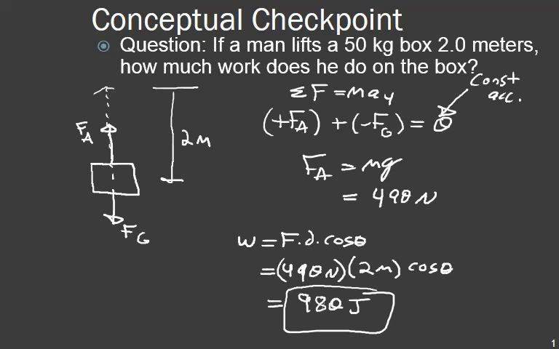All right, so we should get 980 joules or Newton meters. The force is up, the displacement is up, so it's cosine of 0. So force is up, displacement is up. This is cosine of 0 degrees. We have our 2 meters vertically going up, and then we have our force of 490 newtons, and we get a total of 980 Newton meters or joules of work.